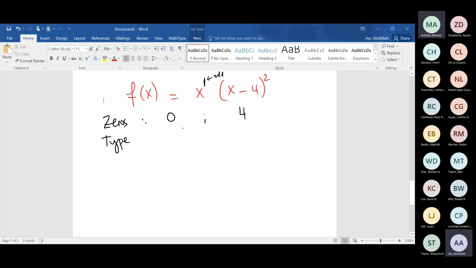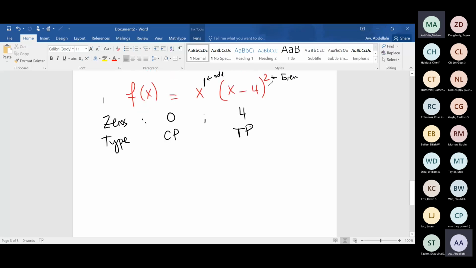Since it is odd, my 0 here is a cross point, which means when the graph comes across 0, it is going to cross the x-axis, right? Okay, now how much is the 2? It is even, right? So this one is a turning point. This is a TP, right?